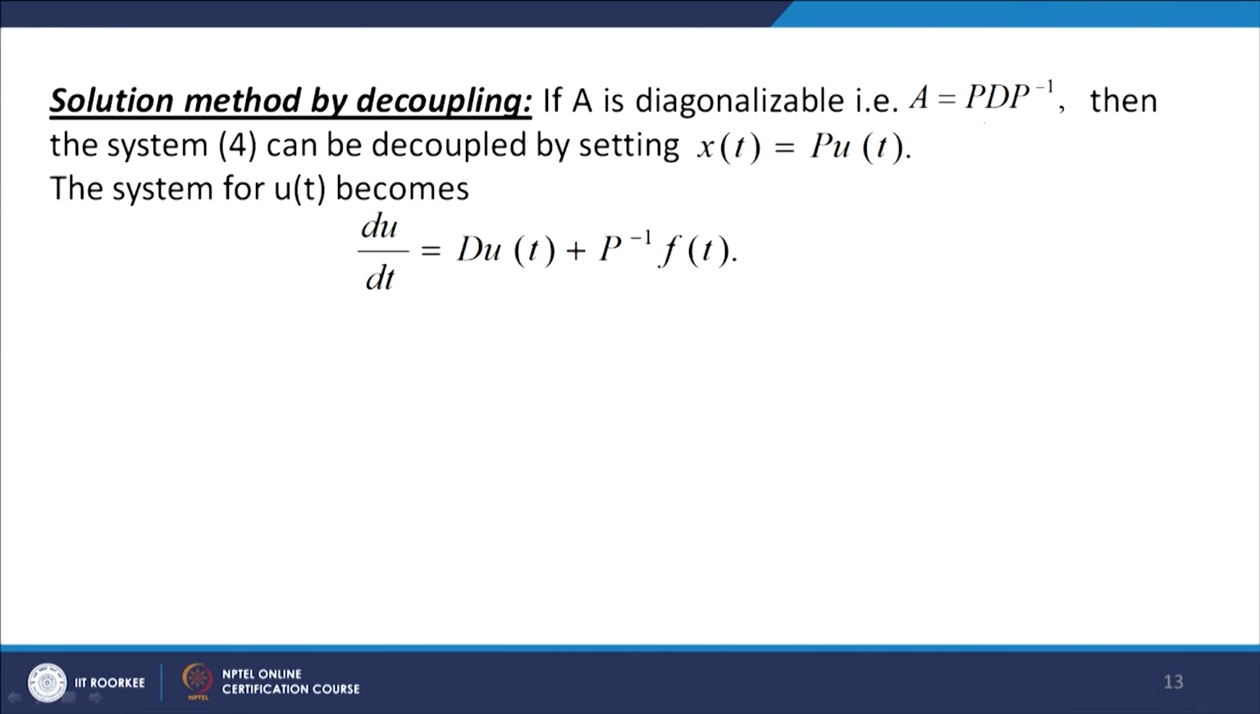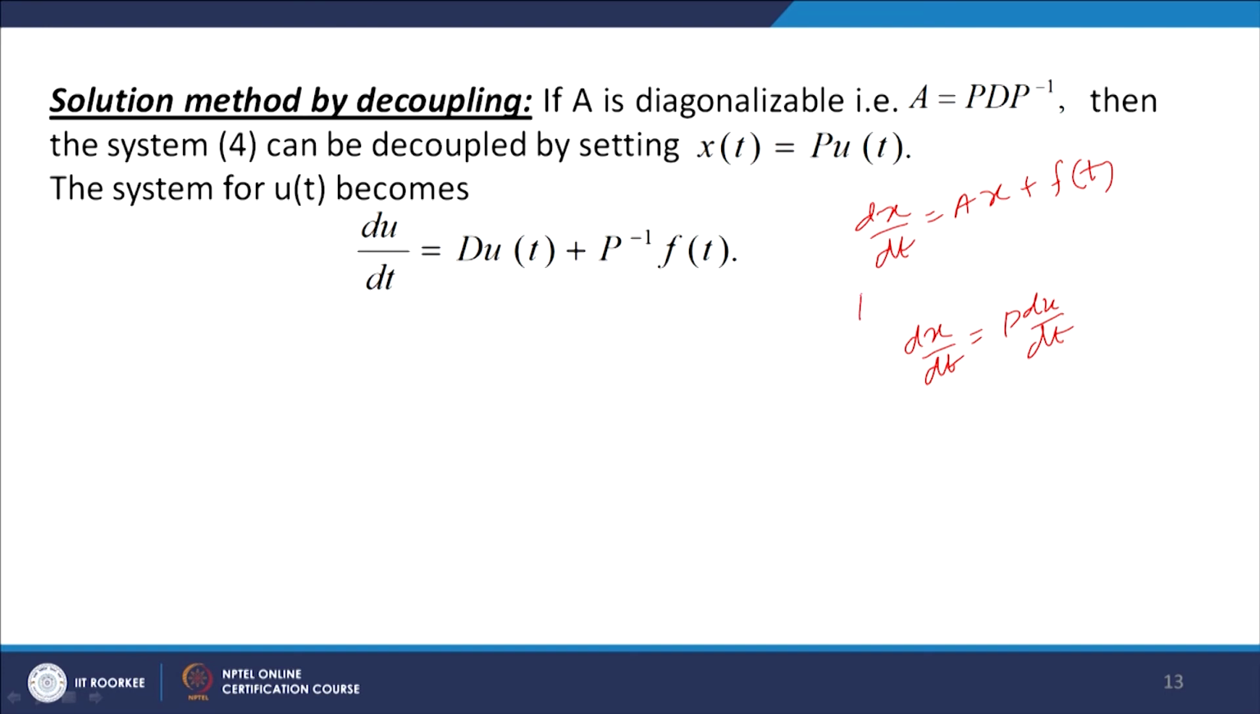Now there is one more solution method, by decoupling. If A is diagonalizable, we know that there exists a non-singular matrix P such that A equal to PDP inverse, and then the system 4, dx/dt equal to Ax plus F(t), can be expressed like this. Suppose you assume x(t) equal to Pu(t), where P is this matrix, then dx/dt equals P du/dt.